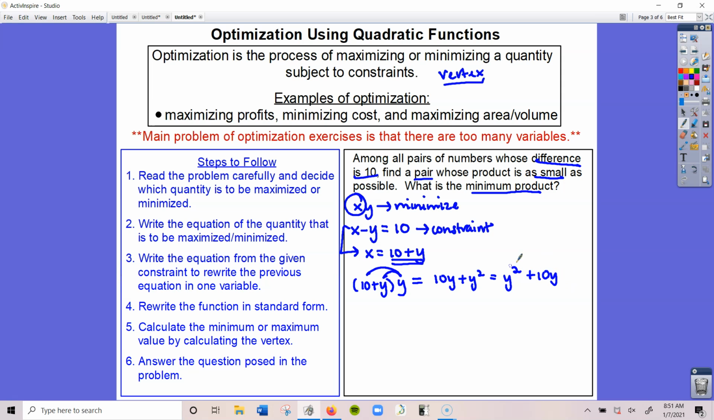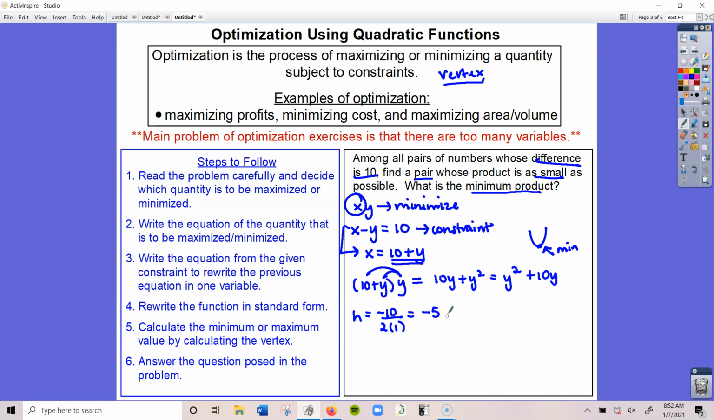Now, since I'm trying to minimize this, look at this quadratic. This quadratic is going to face upwards since a is a positive number. And when it's facing upwards, we indeed have a minimum. So if I find the vertex of this quadratic, that's going to give me that minimum value. So first I'm going to solve for h, which is negative b over 2a, so negative 10 over 2 times 1. And that's going to give me negative 5.